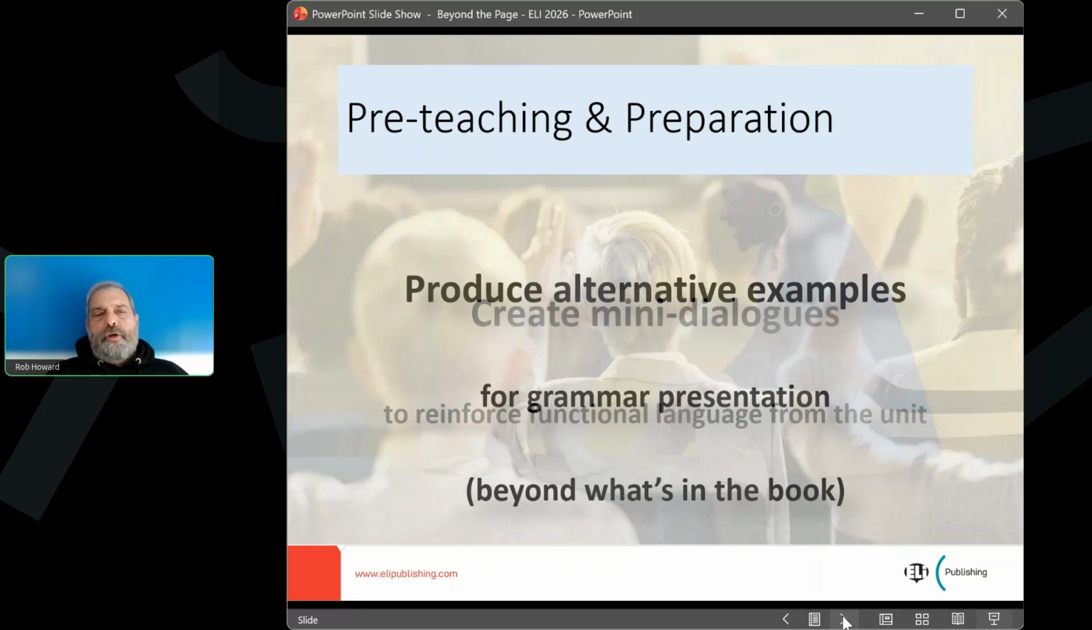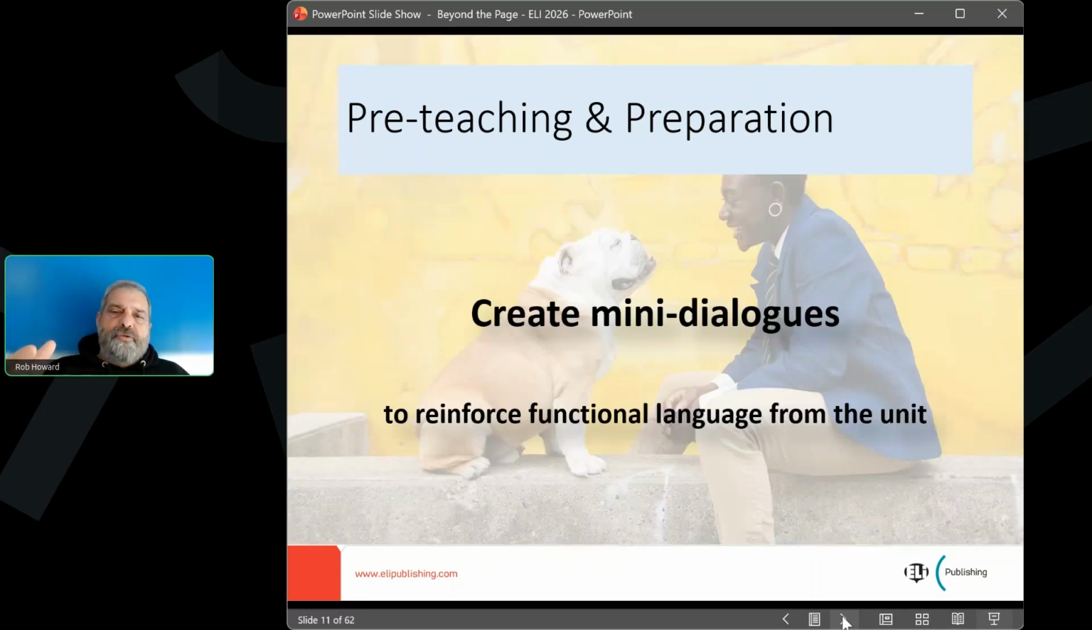Create mini dialogues. And what this will do is you can take the language from the unit and put this into, let's say, ChatGPT or Gemini. I use both. You can use whatever makes you happy. There's plenty of apps out there. But take the vocabulary words and give whatever the AI app is some prompt saying, I would like you to write a dialogue between two or more people discussing blah, blah, blah, whatever the subject matter is.